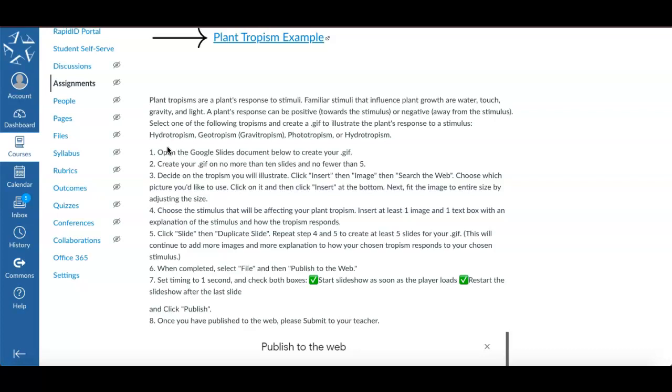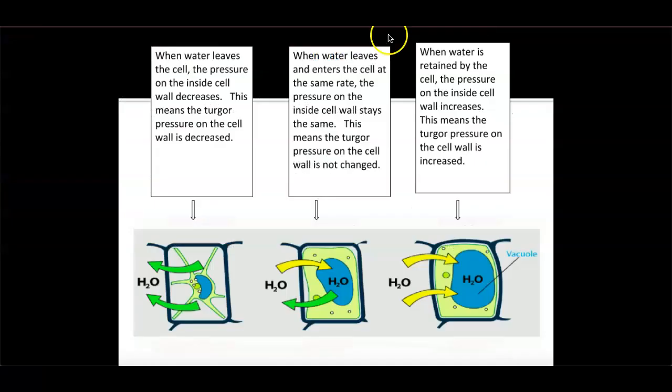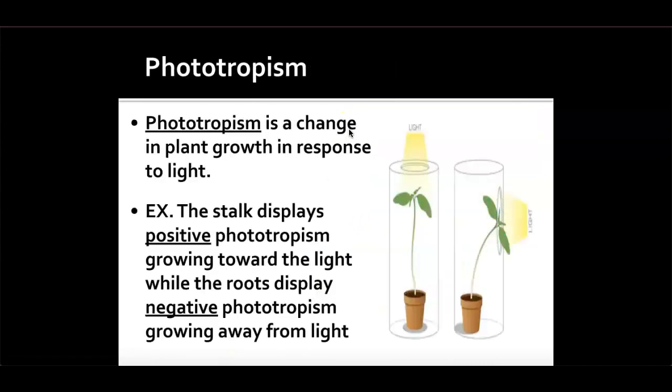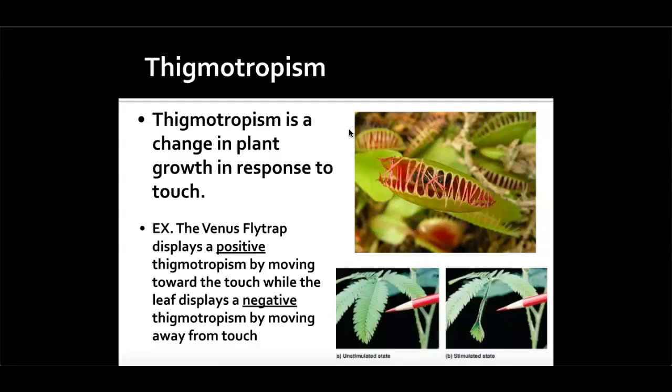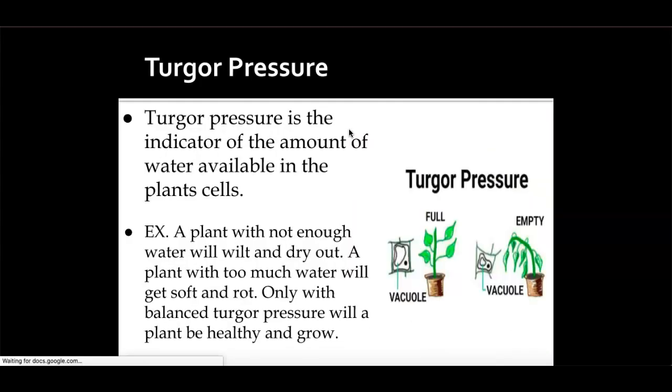Whenever you get going, you're going to open Google Slides. You're going to create a GIF with no more than 10 slides, okay? So you're going to decide on the tropism you will illustrate. Like we're learning about them, there are many different tropisms. So we have our phototropism, geotropism, gravitropism, thigmotropism, hydrotropism, and also turgor pressure. So you're going to choose one of those.